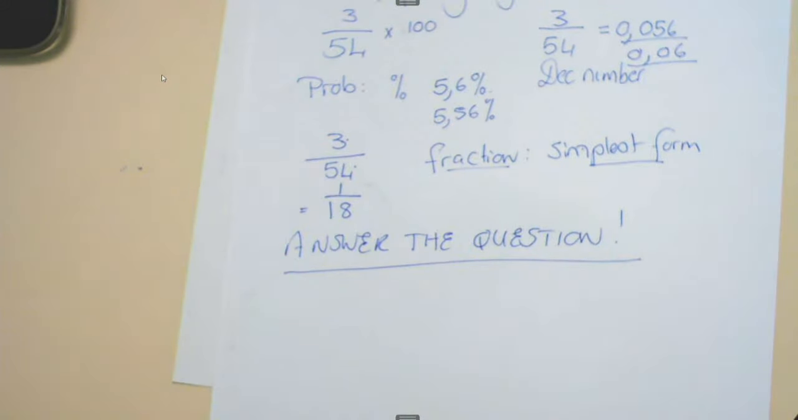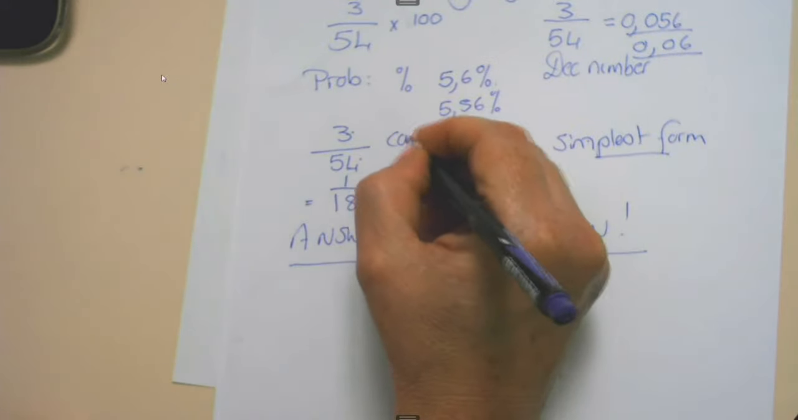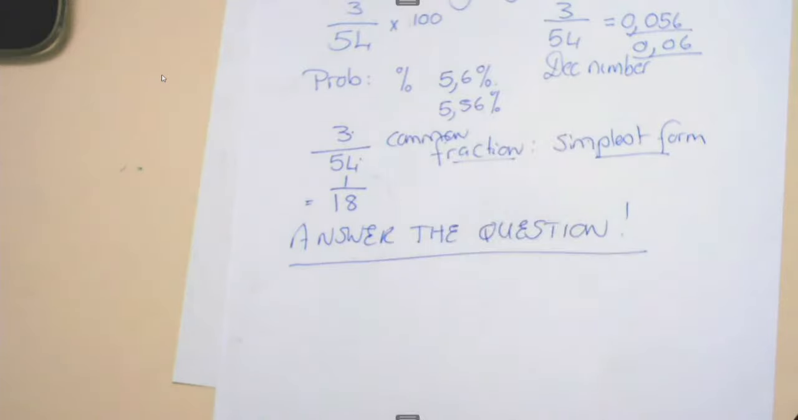If they say they want it as a decimal, give it as a decimal. If they say they want it as a percentage, give it as a percentage. If they say they want it as a fraction in the simplest form, give it anyway, even if they just say they want it as a common fraction. We call it a common fraction. Even if they just say common fraction, give it also in the simplest form, because sometimes they don't say simplest form, but they want simplest form.